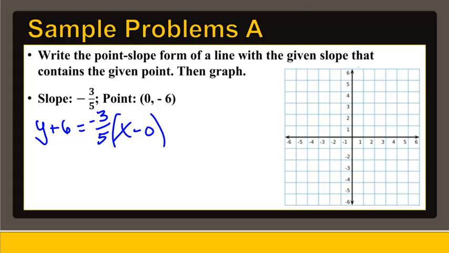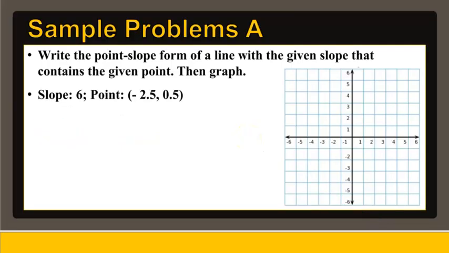So now let's graph this. I have a point at 0, -6, so our y-intercept is at -6. It's a negative slope, so it goes down from left to right. Now, I can't go down on this coordinate plane, so I'm going to go up 3, 1, 2, 3, and I got to go to the left 5, 1, 2, 3, 4, 5. And then now I can draw my line, and there's the graph for that equation.